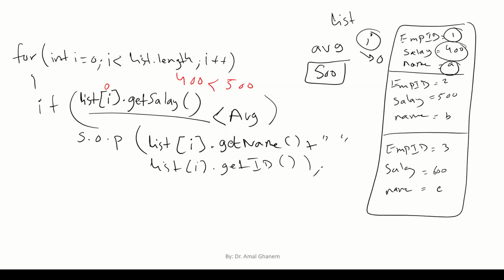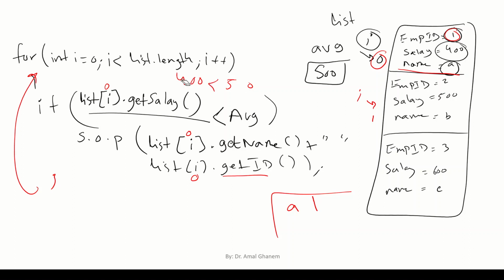So in this case, it means it will work in the following way. It will say list of 0, get me the name. So this is list of 0, get us the name, which is A. So we will have output as A. List of 0, get us the ID. The ID is 1, so we will have an output as 1. And then we will continue with the loop. I will be incremented, so I will be at location 1.